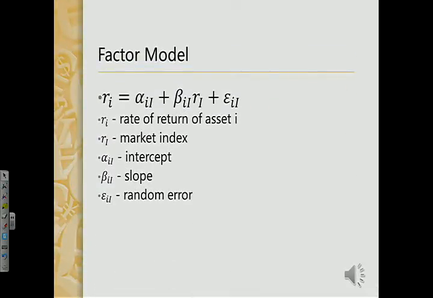This section introduces the factor model. This is an equation of a single factor model. We assume that alpha and beta are constant, so the rate of return of an asset is determined by the market index and random error. We could use data and the market index to predict the rate of return.